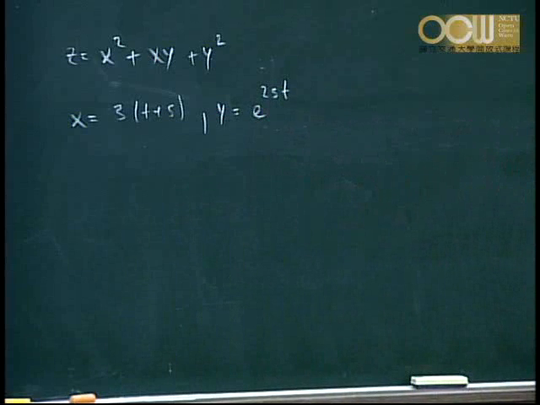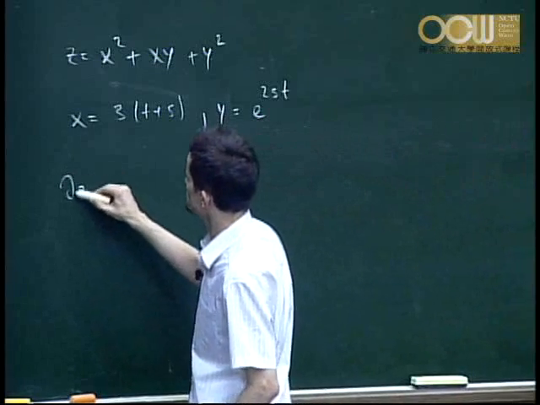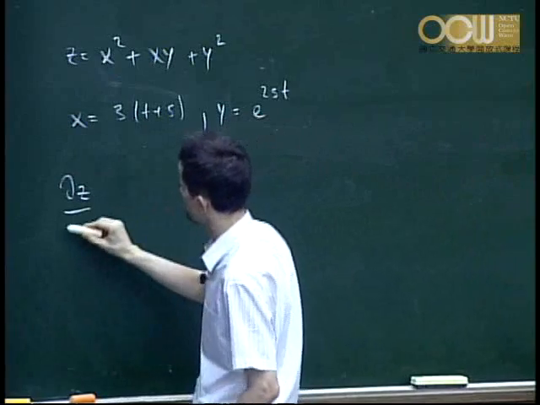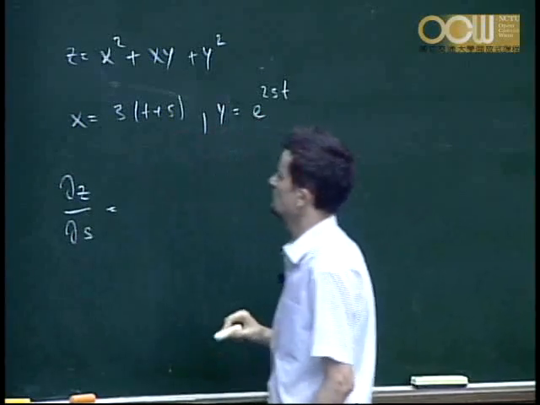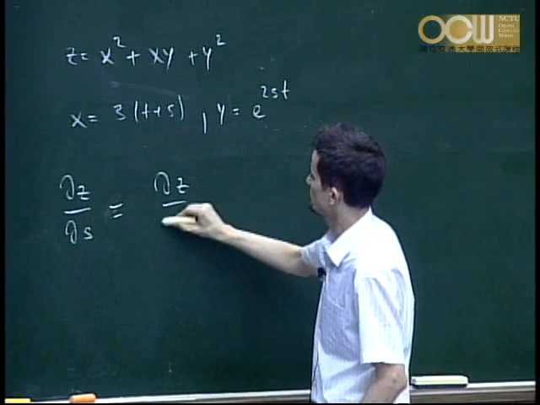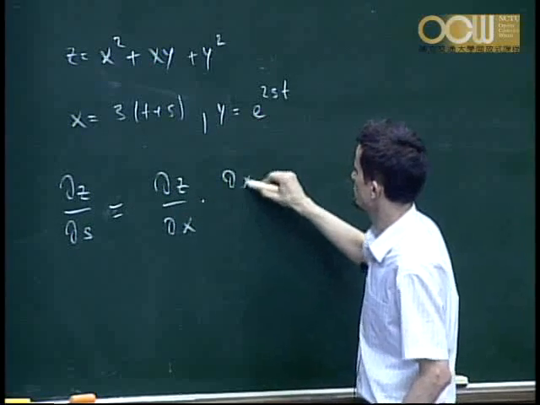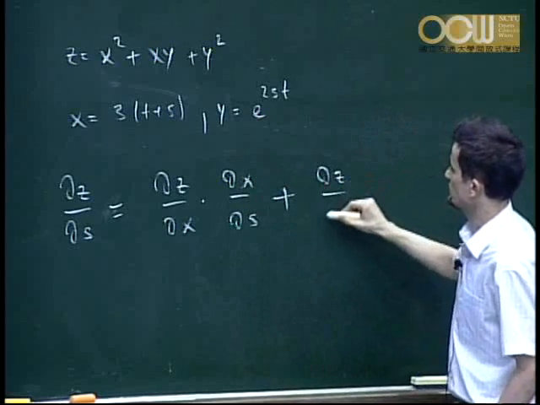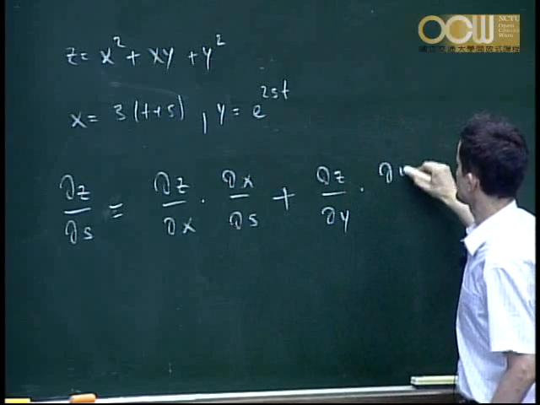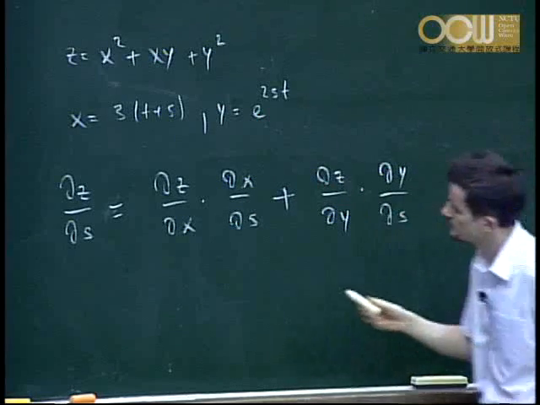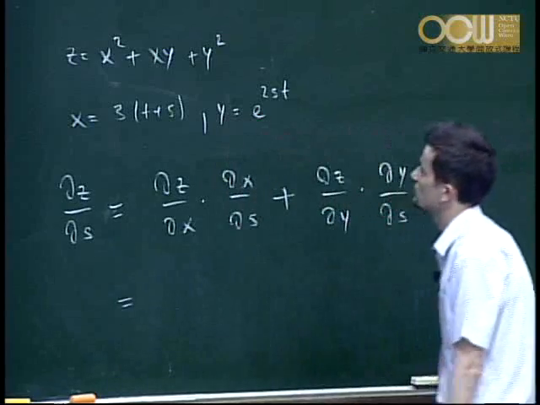Okay, so let's just look at one example to see how to apply this. If I want to compute the partial derivative of z with respect to s, it doesn't matter which, then by the rule I have to compute the partial derivative of z with respect to x times the partial derivative of x with respect to s, plus the partial derivative of z with respect to y times the partial derivative of y with respect to s. Okay, so this is now an easy computation.